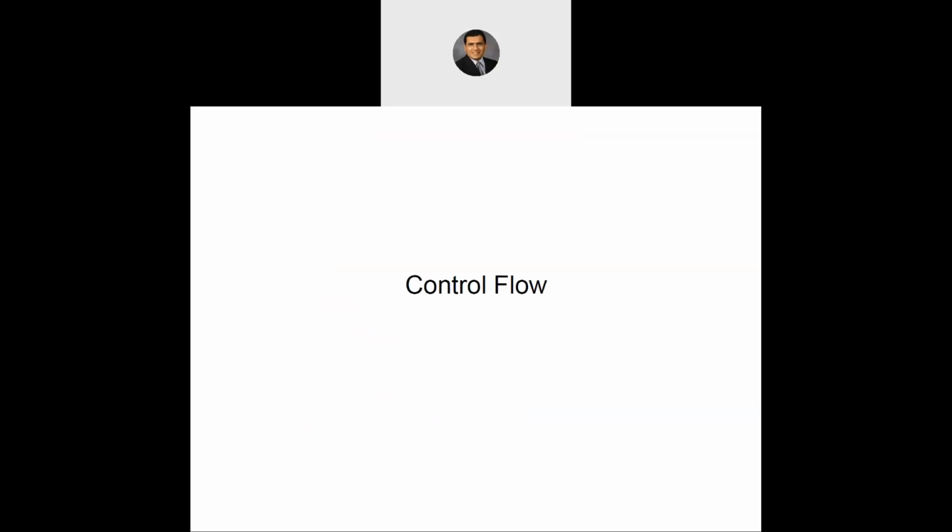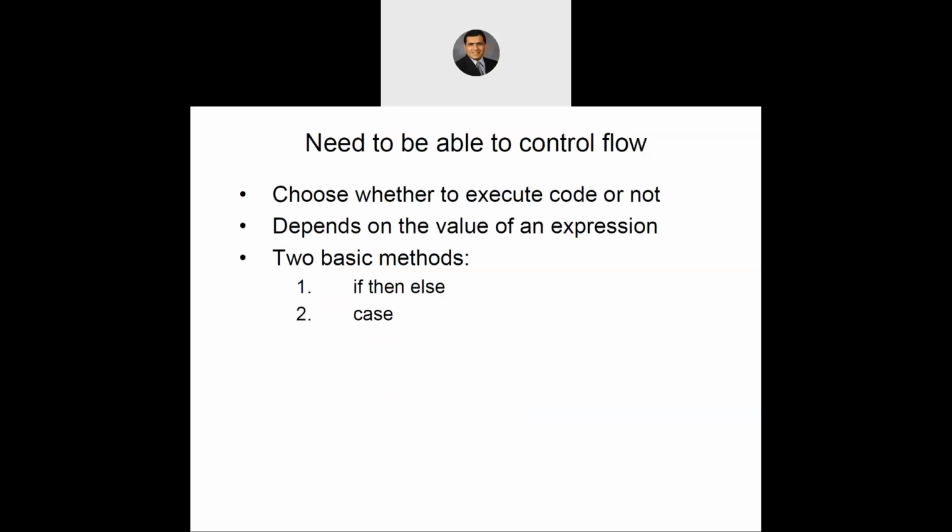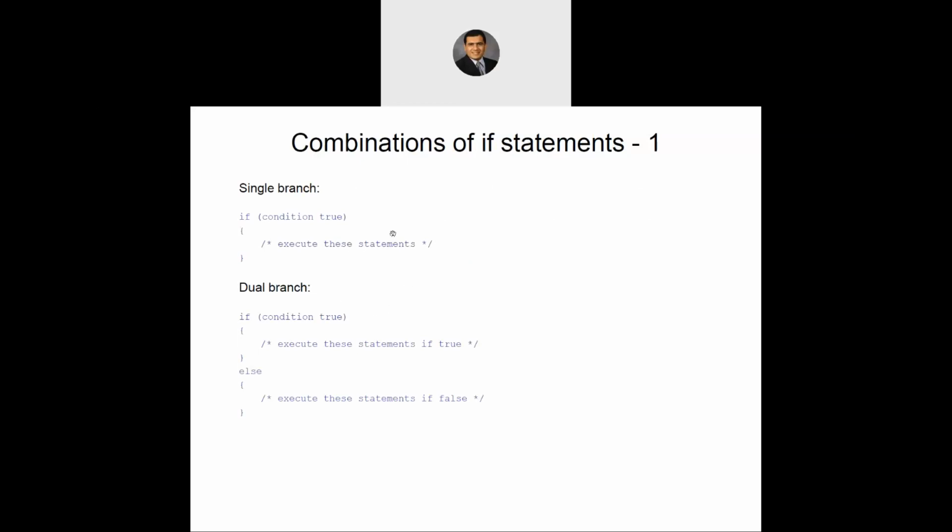The next topic we went through was control flow. The concept of if, then, else, and the case construct. The simple concept: if this condition is true, do this line of action. Otherwise, go to the next line of code, or else do this line of code. We can have a single branch of if condition. If the condition is true, it will execute this line. Or dual branch. If the condition is true, it will execute this. If the condition is false, it will go to else.